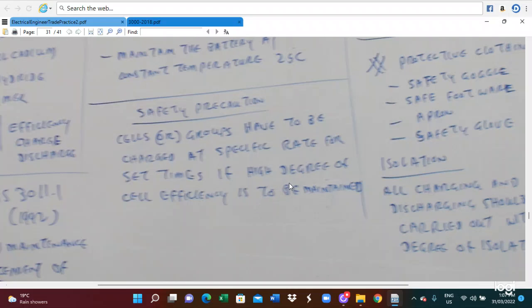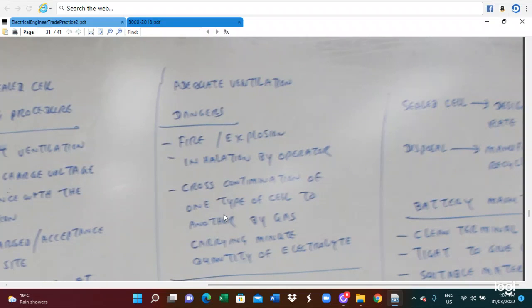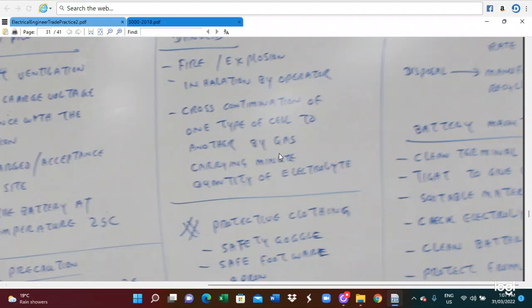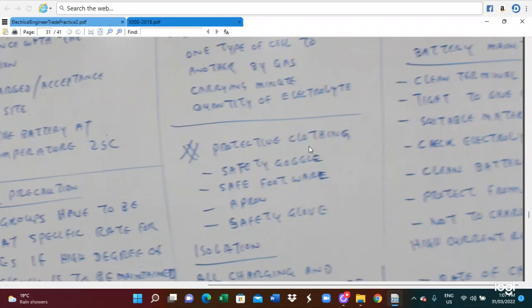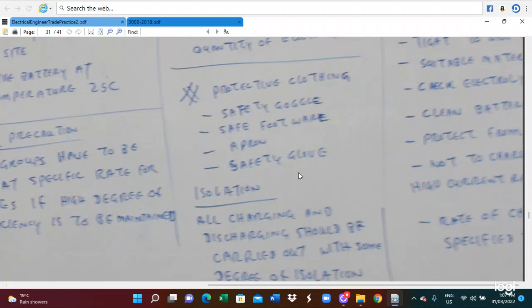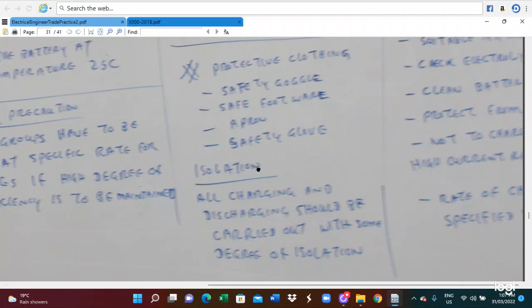Cell grouping: when cells are charging, we have to utilize the appropriate rate for the set time to charge or discharge the cell. We also have to know about the dangers, because a battery can cause a fire or explosion, and sometimes incorrect installation can damage the battery. Protective clothing needs to be utilized when working with the battery, and safety footwear, apron, and safety glasses must be used. All clearance, isolation, and discharge should be carried out with the appropriate installation method.